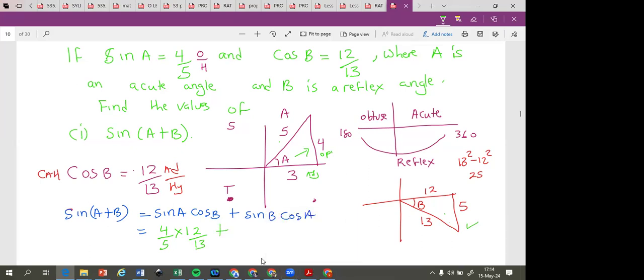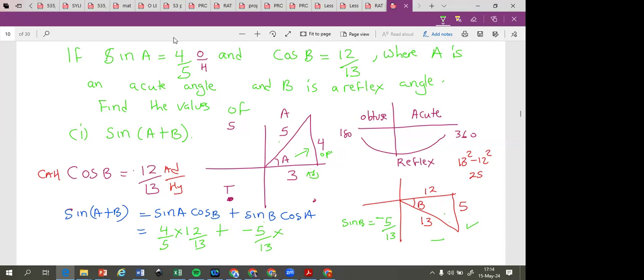Plus cos of A times sine of B. Sine of B in this quadrant is given as opposite, which is 5, out of hypotenuse, which is 13. But in this quadrant, sine is negative, so I'll put negative here. Members, are we together on that? Yes. So here I put negative 5 out of 13.